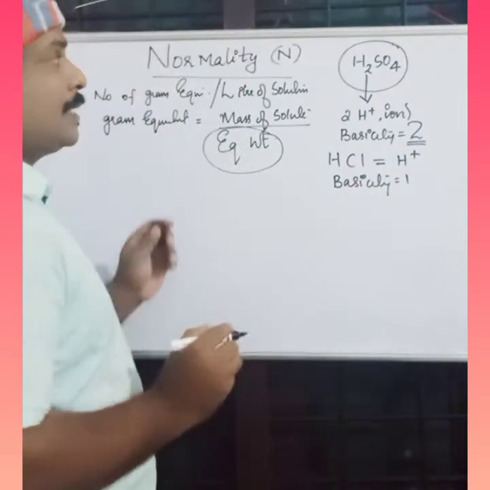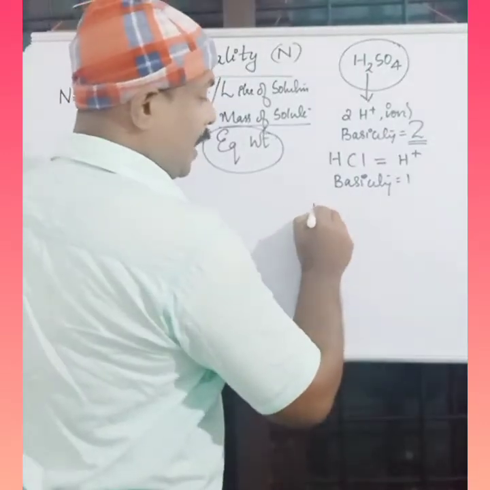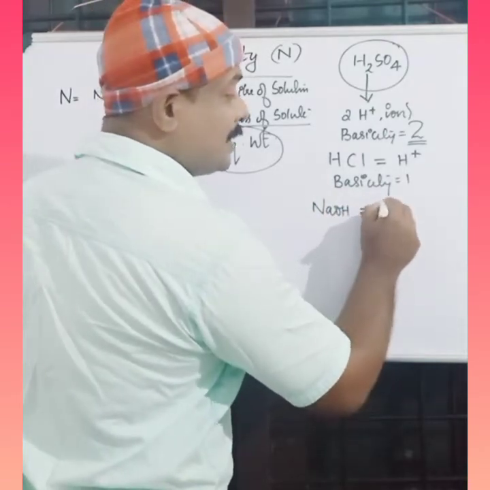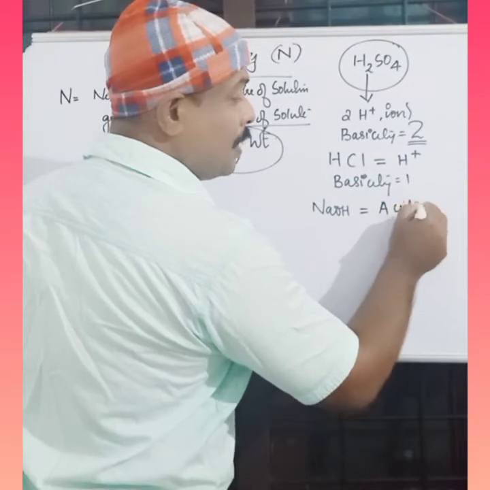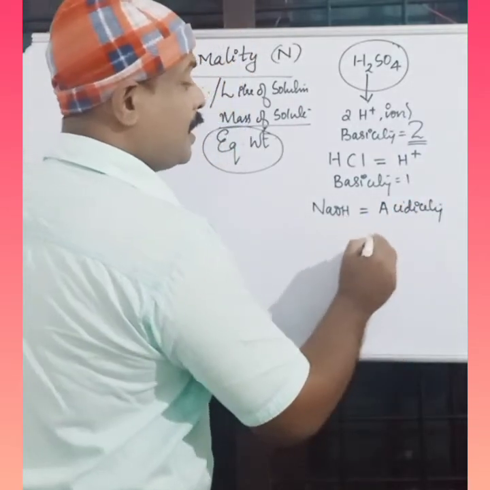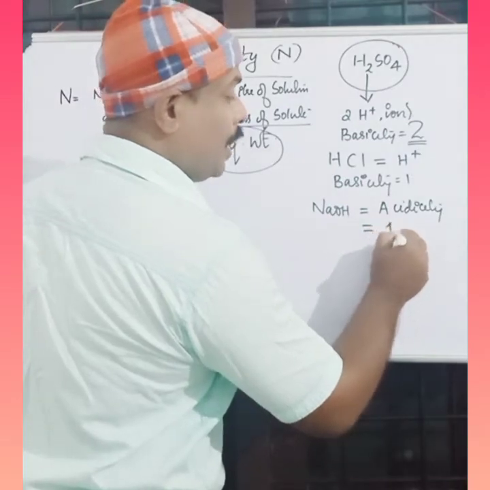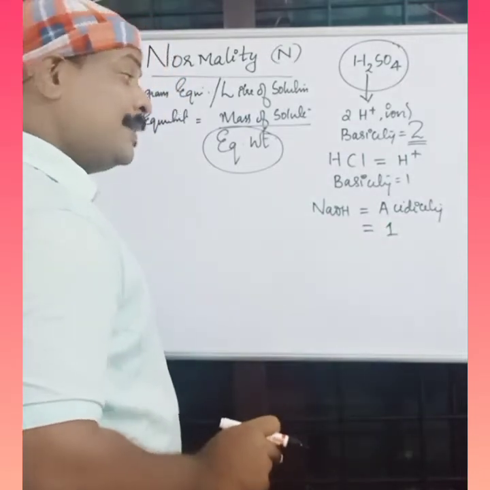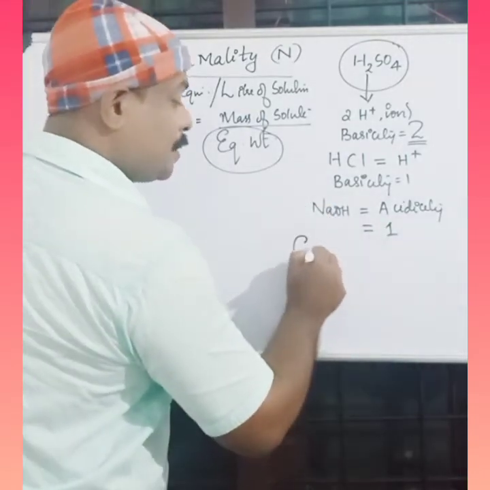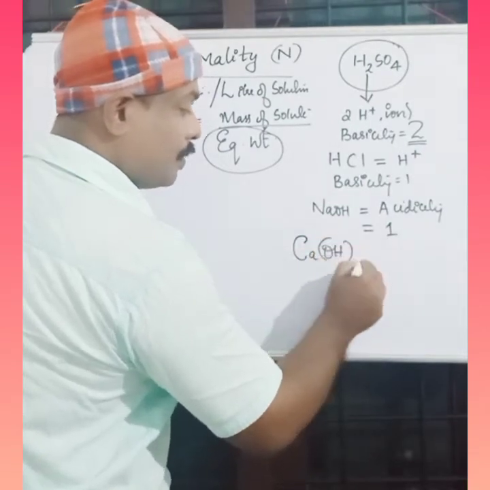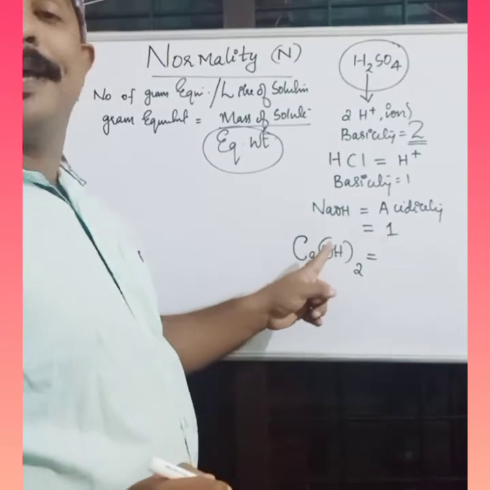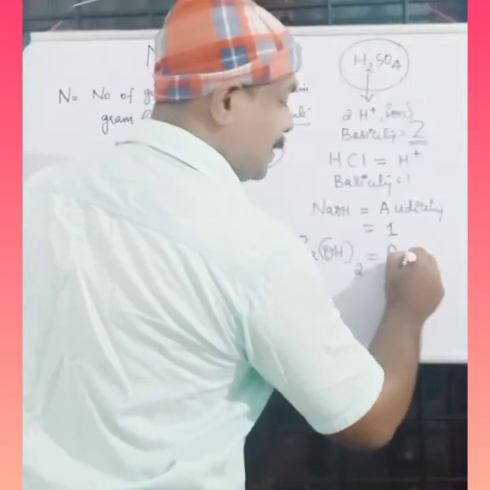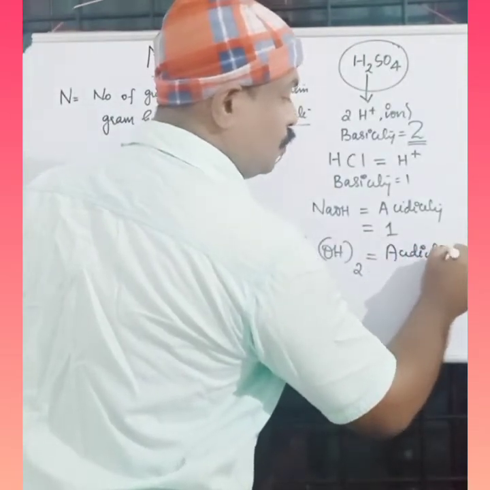In the same manner, NaOH is a base, an alkali, and its acidicity, that means the number of replaceable OH minus ions, is equal to 1 for NaOH. And in the case of calcium hydroxide, it can give 2 OH minus ions on dissociation, so its acidicity is 2.